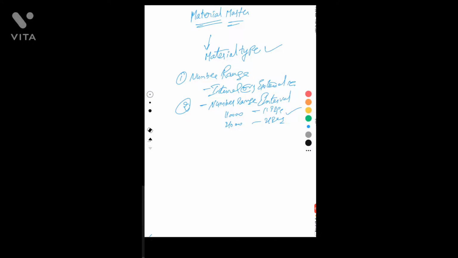So the first control is in the material master record by material type. Okay, this material type will control the material number, whether it is an internal number range or an external number range, or what number interval you need to use. This is the first control. Clear?